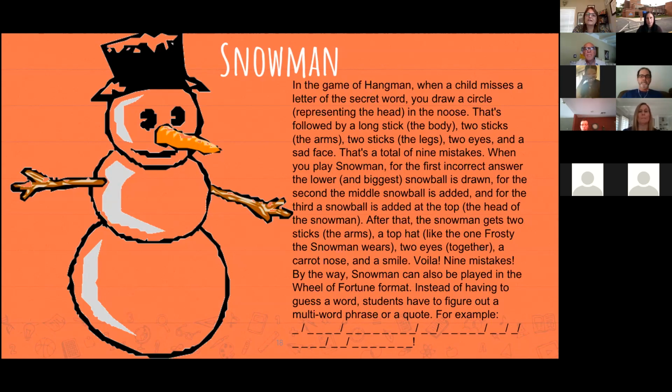First incorrect answer is the lowest and biggest snowball. Second is the middle. Third is the head. After that, you get a hat like Frosty, 2 sticks for the arms, 2 eyes that you can do together, a carrot nose, and a smile. And voila, 9 mistakes, just like Hangman. But like I said, Snowman, I think, is just a nicer game.